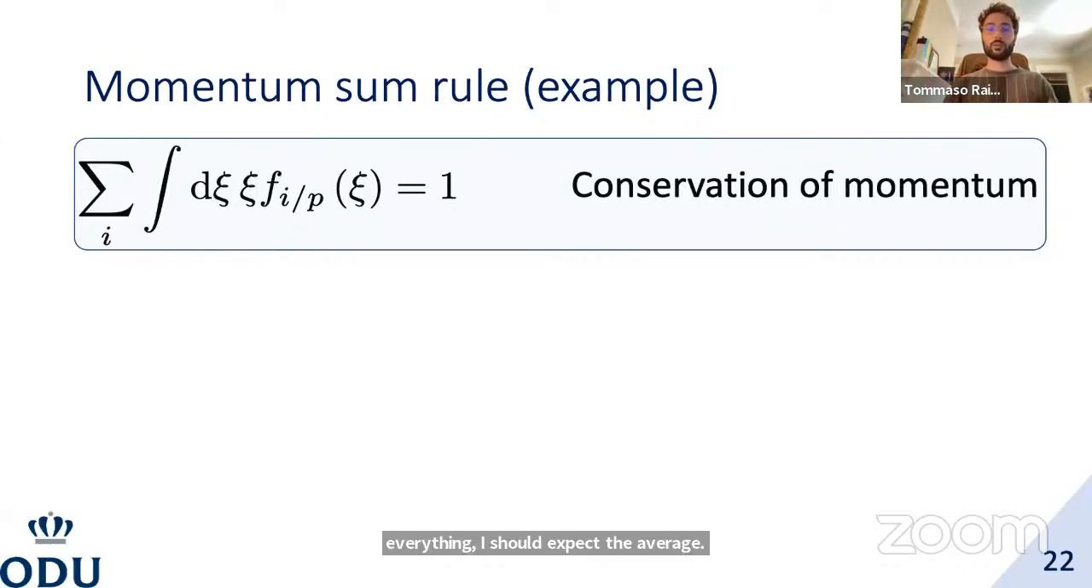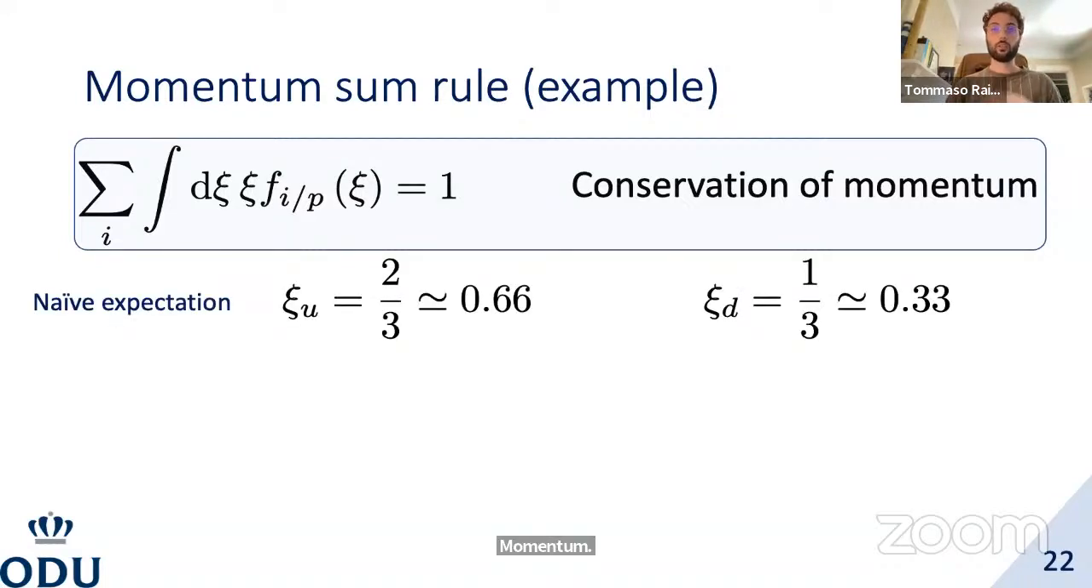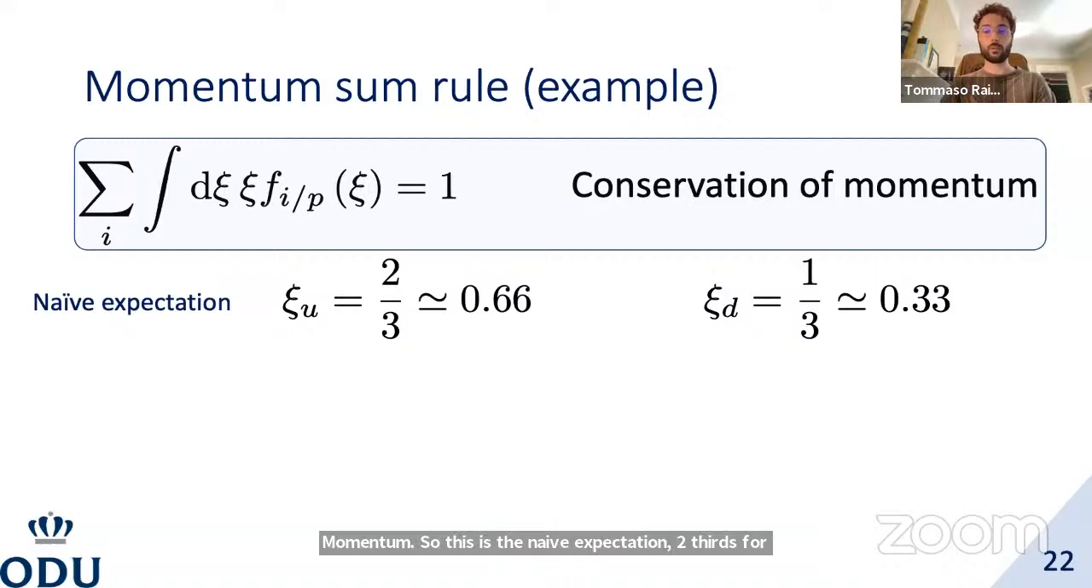In other words, suppose that I'm studying the PDF of the up quark, and I want to know the average momentum fraction. What is the average momentum fraction of the up quark inside the proton? Then I would calculate this thing. If I sum over all the constituents, I should get 1, because of momentum conservation. Like earlier, I said 1/3 plus 1/3 plus 1/3 is 1. That 1/3 would be the average momentum. So this is the naive expectation, 2/3 for the up and 1/3 for the down in the proton.